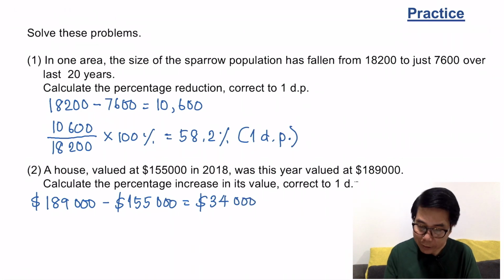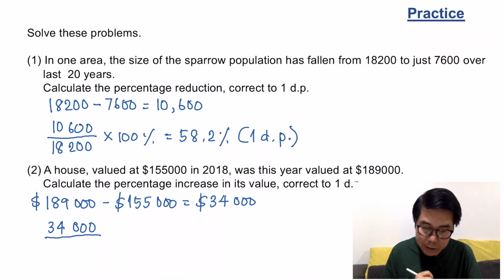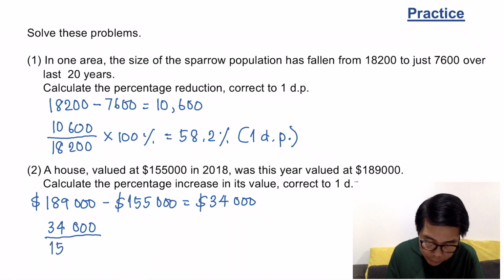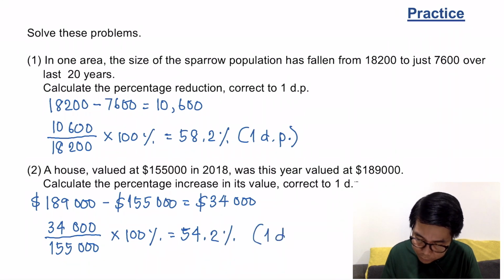Then get the fraction. That is 34,000 divided by, originally, $155,000, times 100%. It gives us 54.2%. Again, this is one decimal place.